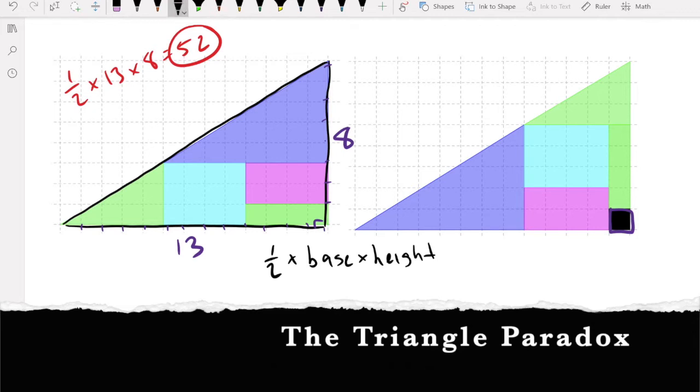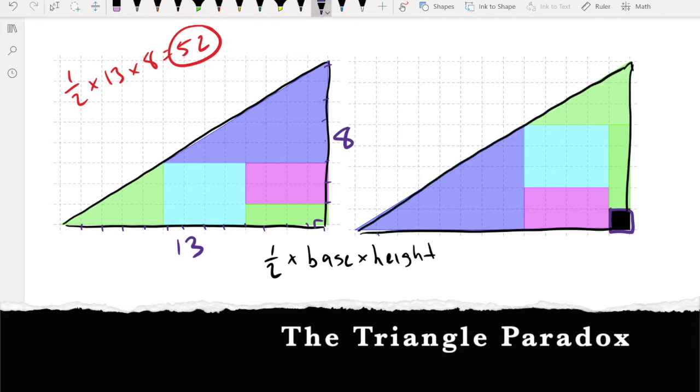Now let's take a look at the other triangle. So let's count the base of this triangle. 1, 2, 3, 4, 5, 6, 7, 8, 9, 10, 11, 12, 13. And the height, 1, 2, 3, 4, 5, 6, 7, 8. So they both are 13 by 8 triangles. They should have the same area.